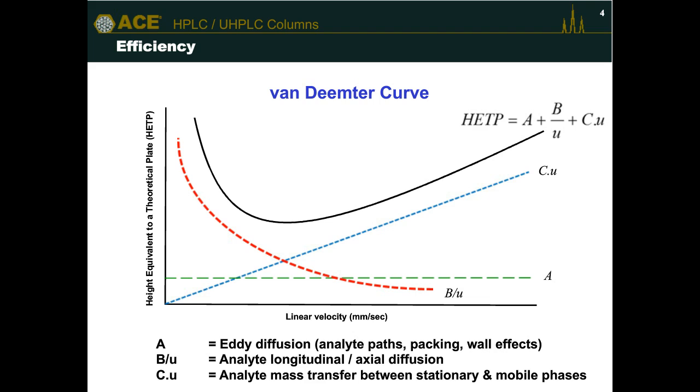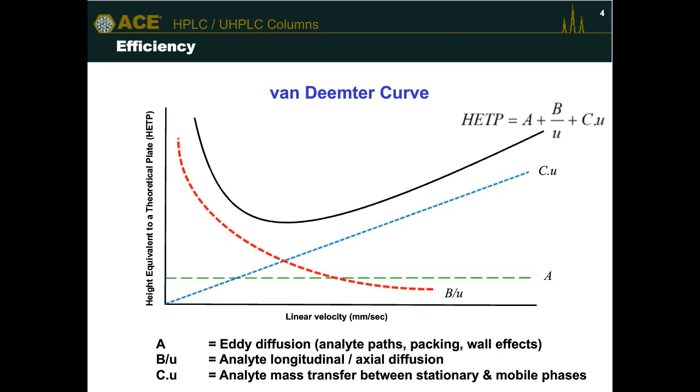It is made up of 3 key terms, the A term, the B term, and the C term. And you can see how they contribute to the equation at the top right. And this is giving a resulting HETP, so height equivalent to a theoretical plate. We want that to be as low as possible. So the lower the height equivalent to a theoretical plate is, the more efficient our column is. So the ideal place to work chromatographically to get the optimum efficiency would be the bottom of this Van Deemter curve.